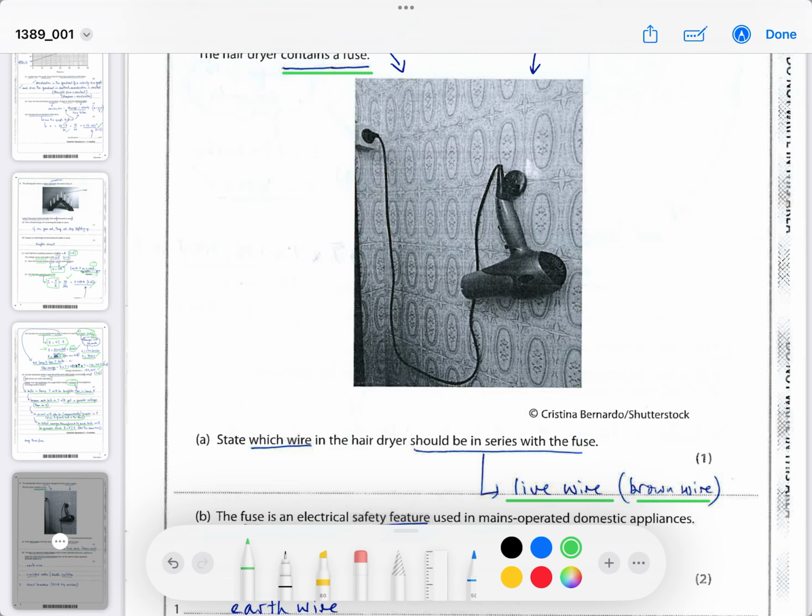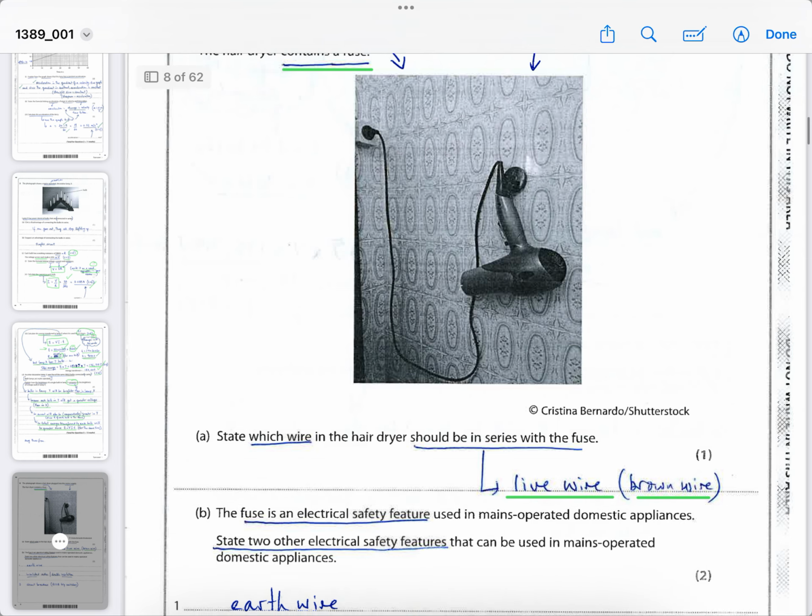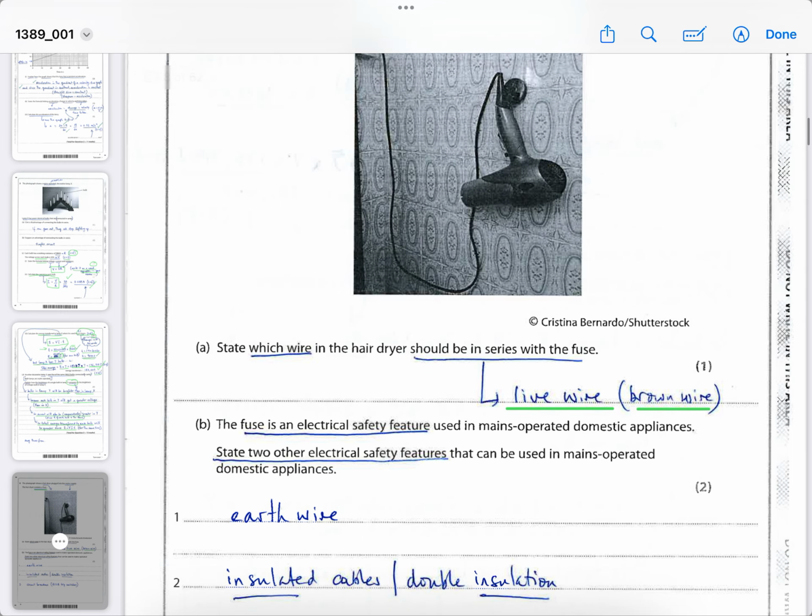Okay, the neutral wire is neutral, and the neutral wire is always kept at 0 volts, whereas the live wire is the one that fluctuates between positive and negative, and it's live. Okay, so the name tells you the important features of mains electricity. So the fuse is an electrical safety feature used in mains operated domestic appliances. State 2 other safety features that can be used in mains operated domestic appliances.